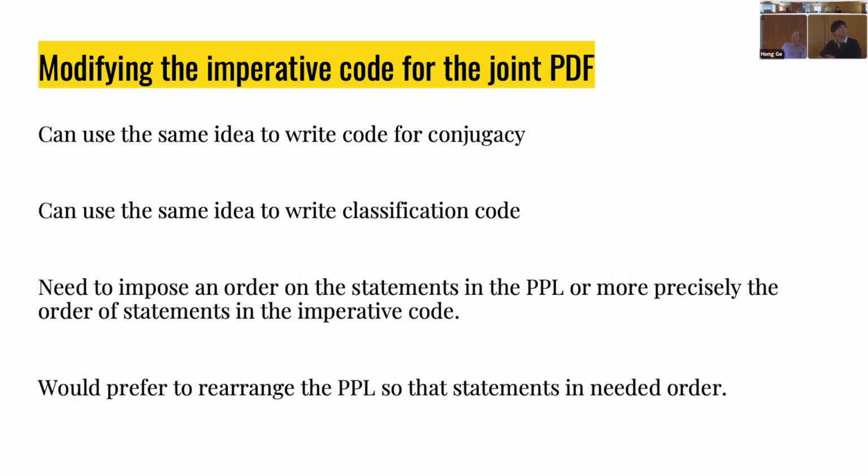The next statements. You can use this idea also, partially executing code, to handle conjugacy and calculation of sufficient statistics. You just generate slightly different source code which you compile. You can use the same idea to write the classification code which allows the BPL to choose which sampling algorithms to use.